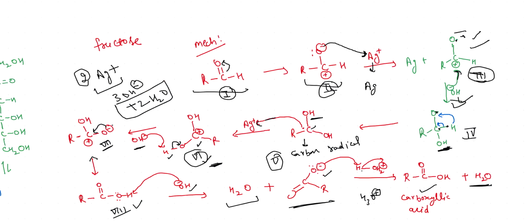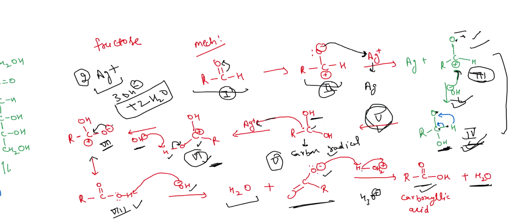This step is very important, in which there is formation of intermediate 4, and the intermediate 4 undergoes hydrogen shift to form the carbon free radical. So this mechanism drives the oxidation of aldehydes. That's why ketones are not oxidized using Tollens reagent. This is one of the major reasons, because ketones do not have a carbon-hydrogen bond also.